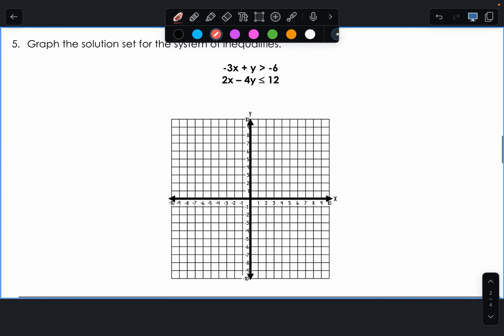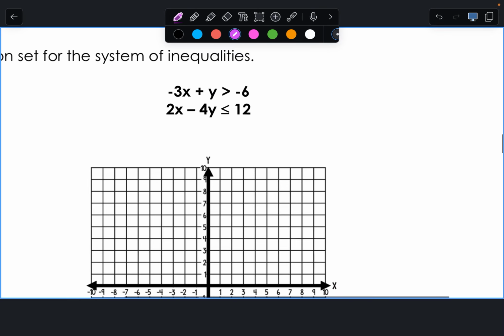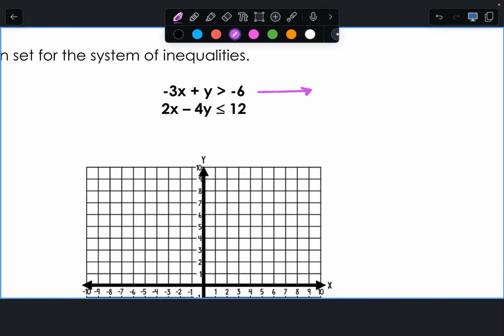Number 5 is just like number 1, but we can't graph it right away because we need to do what with these inequalities? These need to be solved, correct. Miss, what was the answer? 4, 1.